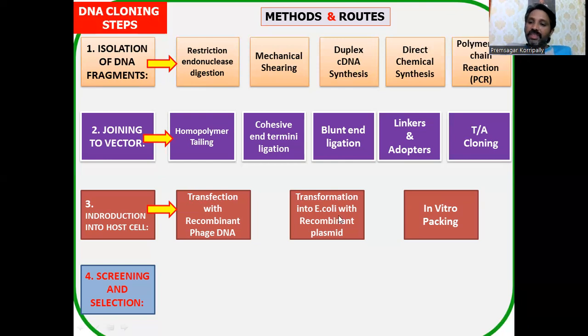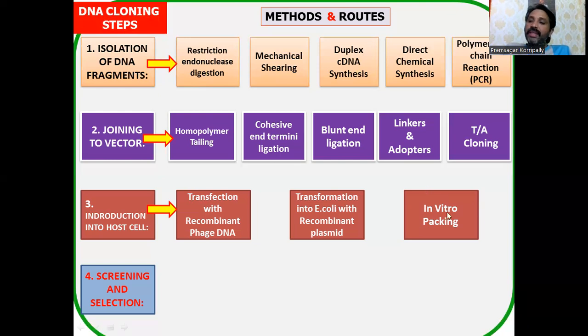Then transformation. The ligation mixture, which has the insert and the vector both ligated, is transformed into competent E. coli cells. Competent E. coli cells are treated with calcium chloride, so they can take up DNA from an external source, and you can select them. That is what is called transformation.